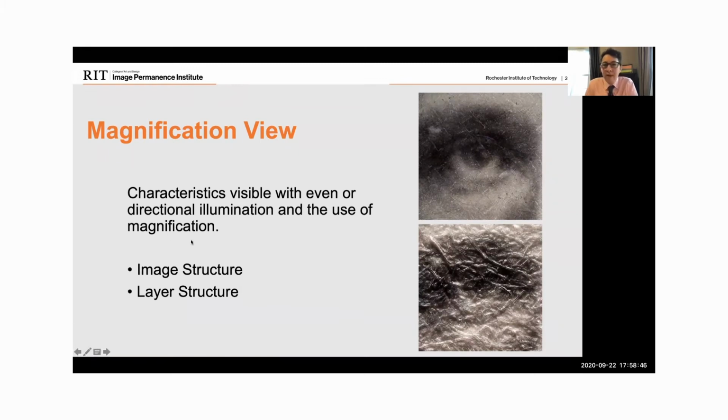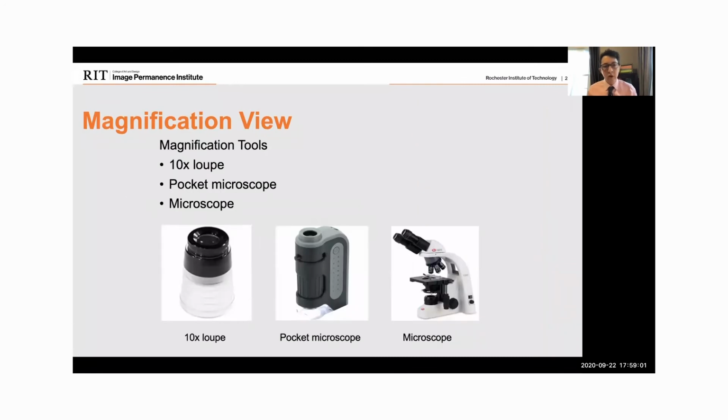Then we move on to our magnification view. These are characteristics that are visible with even or directional illumination and the use of some kind of magnification. What we're looking for are image structure and layer structure. So first of all, I'll talk about the tools of magnification. There's the 10x loop. I don't know if you can see me, but I have a loop here. There's a pocket microscope, and then there's your stereo microscope. And with each of these, you get different levels of magnification, and you can see different characteristics.